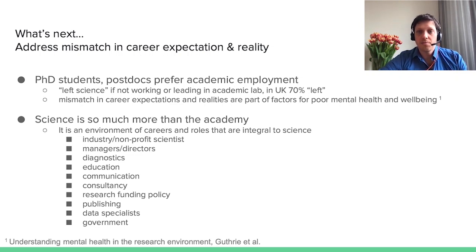This mismatch in career expectations and reality also seems to have a major impact on mental health and well-being of the scientist. I just want to make it clear that science is so much more than academia, and that it is an environment of careers and roles that are all integral to science. I believe that PhD students should be made aware of all the different possible career options during their training. I've listed several career options here below in the slide, but there are many, many more.